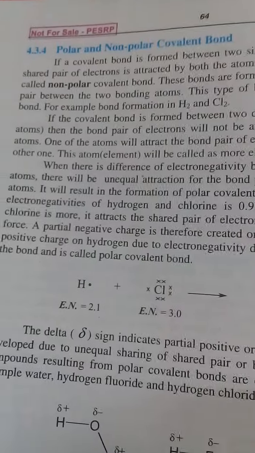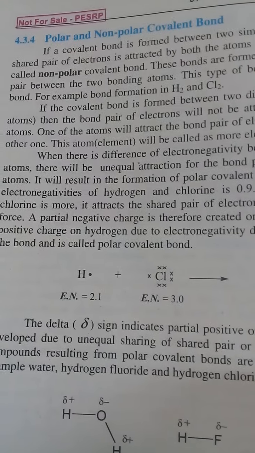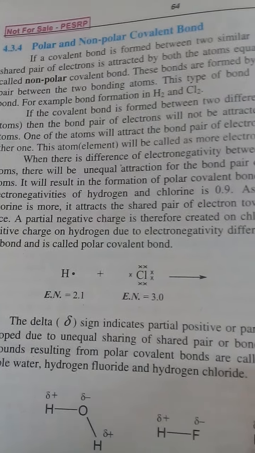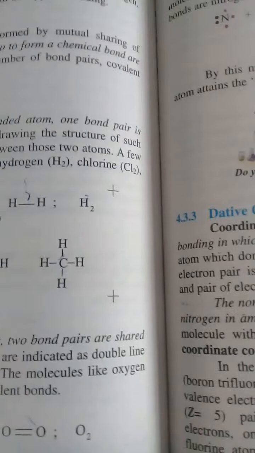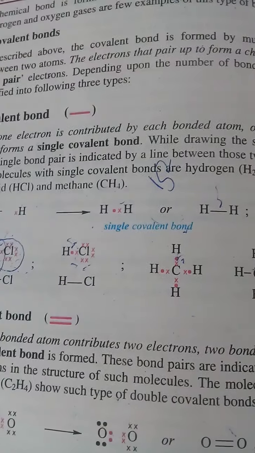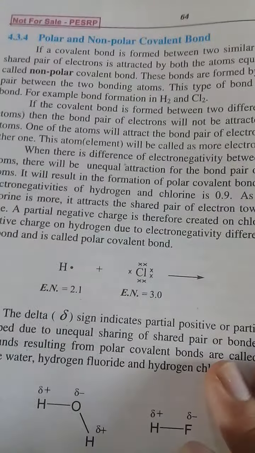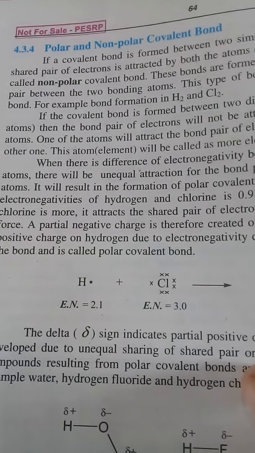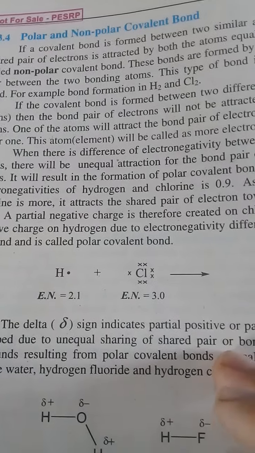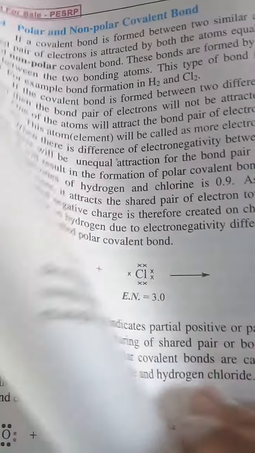Class, we are discussing chapter number 4, that is about structure of molecules. In our previous lecture we have discussed the covalent bond and its types. Today in this lecture we will address the topic polar and non-polar covalent bond. Let's revise the covalent bond.